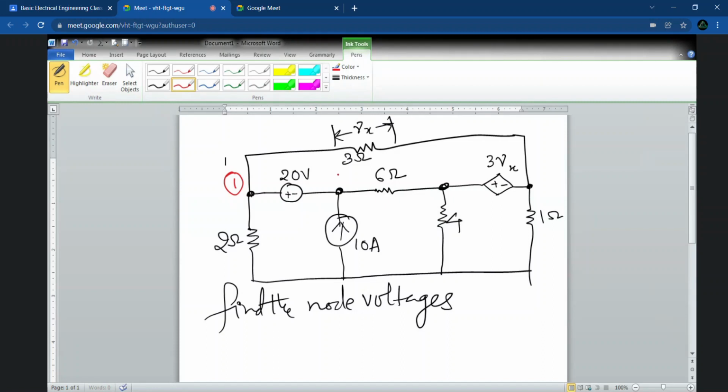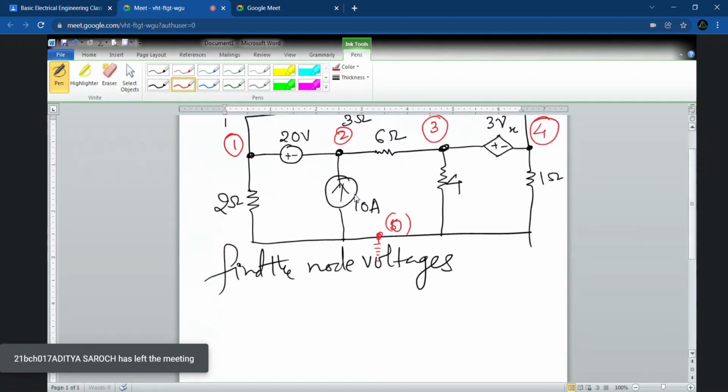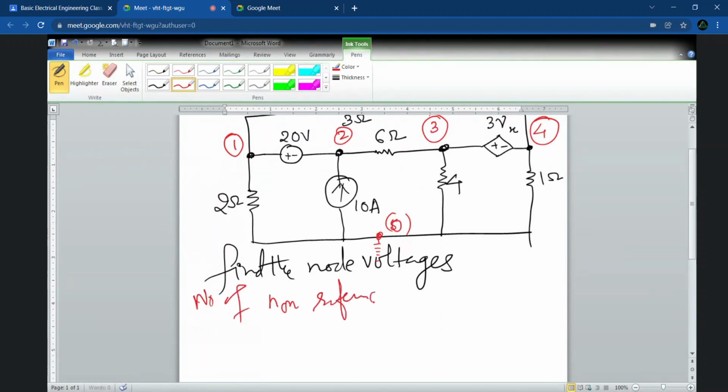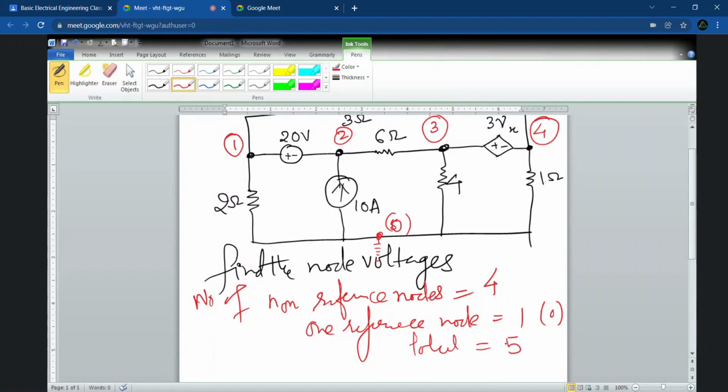1, 2, 3, 4, and 1 will be your 5, or we can also name it as node 0. That is the reference node. So the number of non-reference nodes is equal to 4, and 1 reference node, which we have named node number 0. Fine. So total nodes are 5. Is it clear to everybody? Yes, ma'am.